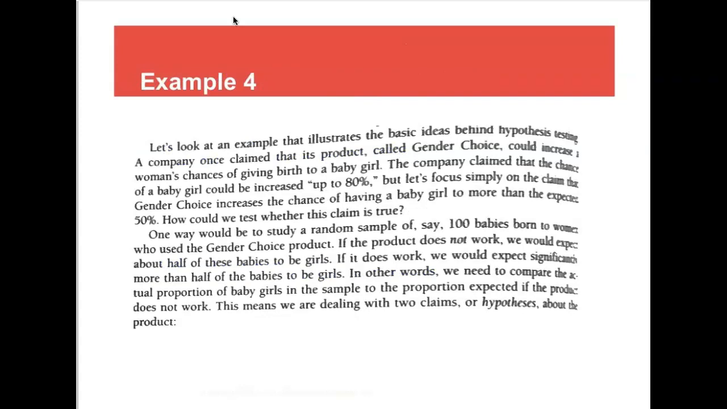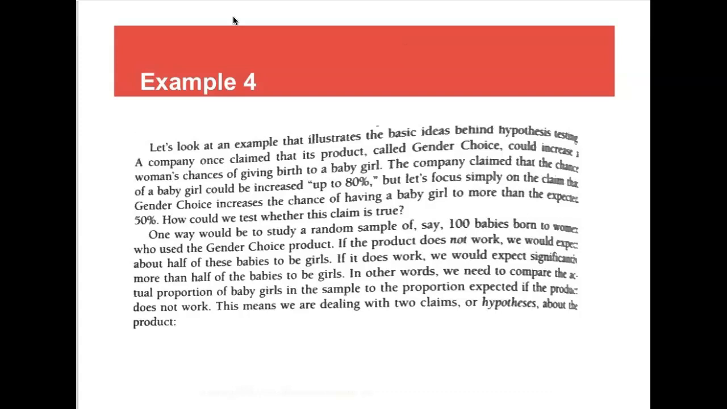All right, so let's look at an example that illustrates the basic ideas behind hypothesis testing. A company once claimed that its product called Gender Choice could increase a woman's chances of giving birth to a baby girl. The company claimed that the chance of a baby girl could be increased up to 80%, but we're simply going to focus on the claim that it increases the chance of having a baby girl, meaning it gives you a majority chance of having a baby girl. What's a majority chance? More than 50%, right? Good.